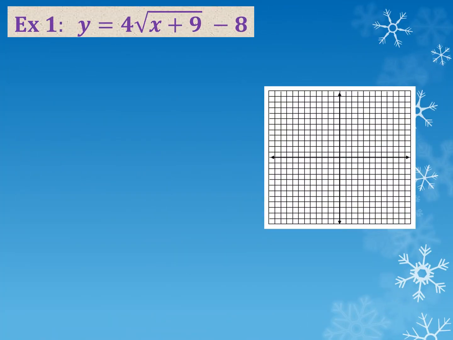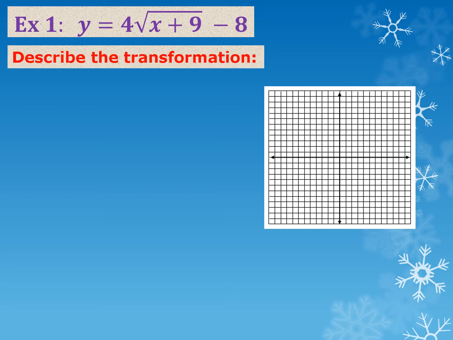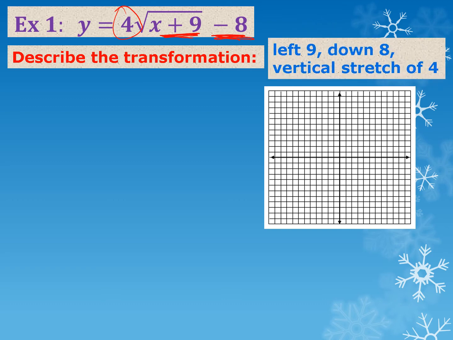All right, let's jump in here and graph an example. So our first example is y equals 4 times the square root of x plus 9 minus 8. So let's talk about that transformation. So plus 9, that's describing left or right movement. Remember, it's opposite day, so that's really going to be that we're going left 9. This minus 8 tells me we're going to be going down 8. And then this 4, because it's bigger than 1 and it's outside, that tells me it's going to be a vertical stretch of 4. So we're going to be going left 9, down 8, and a vertical stretch of 4.